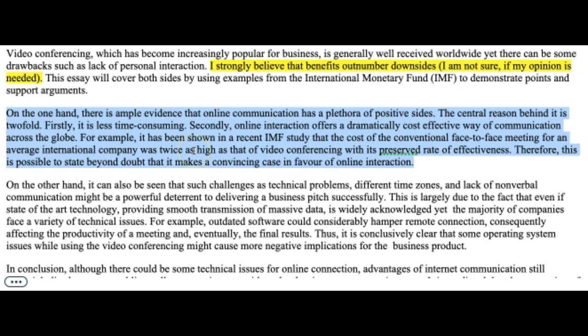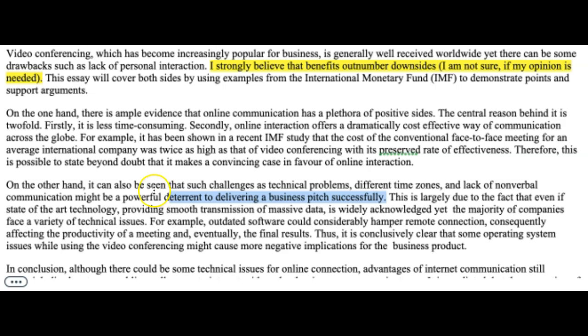Okay. On the other hand, it can also be seen that such challenges, such as technical problems, different time zones, and a lack of non-verbal communication might be a powerful deterrent to delivering a business pitch successfully. Beautiful. So you've got this beautiful list full of topic-specific vocabulary, and just an amazing sentence. Again, grammatically accurate and topic-specific vocabulary. Well done.